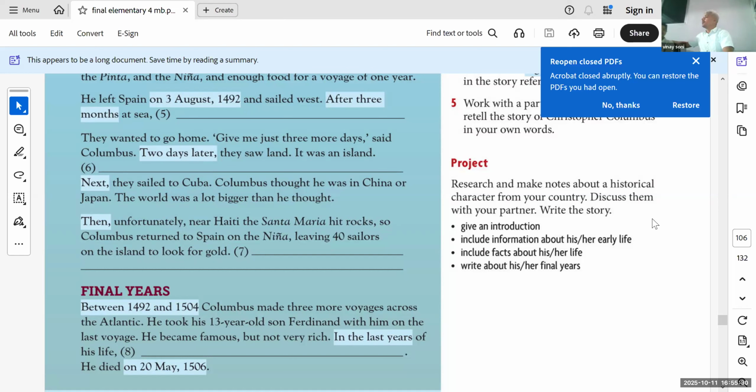Santa Maria hit rocks. Unfortunately, near Haiti, Haiti is written with a capital H. What is it? It is the name of a place. Near Haiti, the Santa Maria hit rocks. देखिए कहने को एक sentence था, हम लोगों ने इस एक sentence पे 30 मिनट बिता दिए। Alright, we spent nearly half an hour on this one sentence trying to understand the idea of object and the idea of verbs which directly take the noun after them.